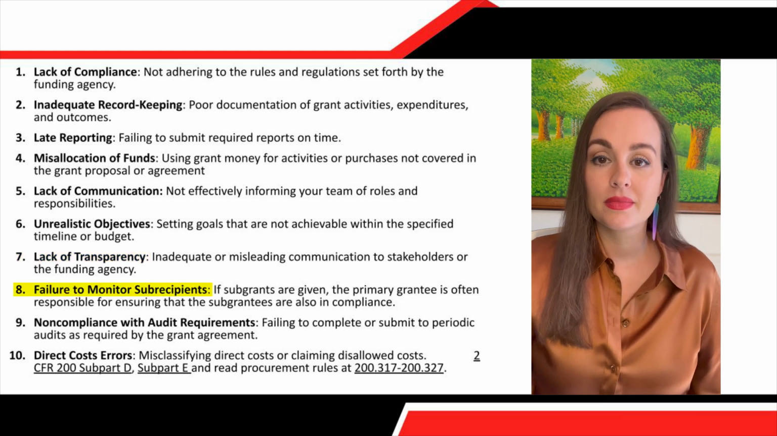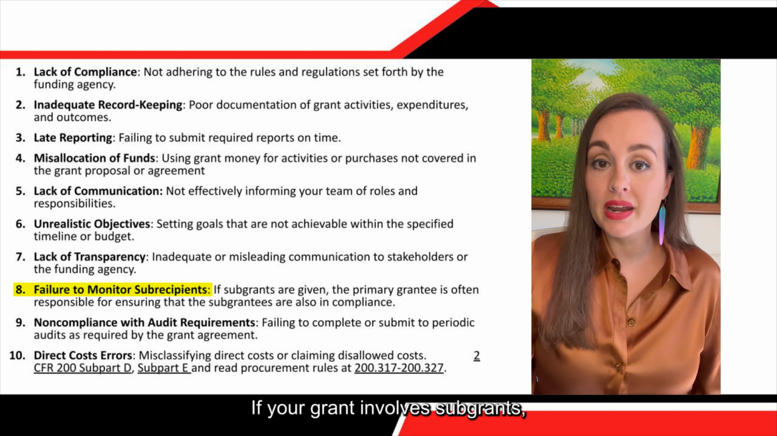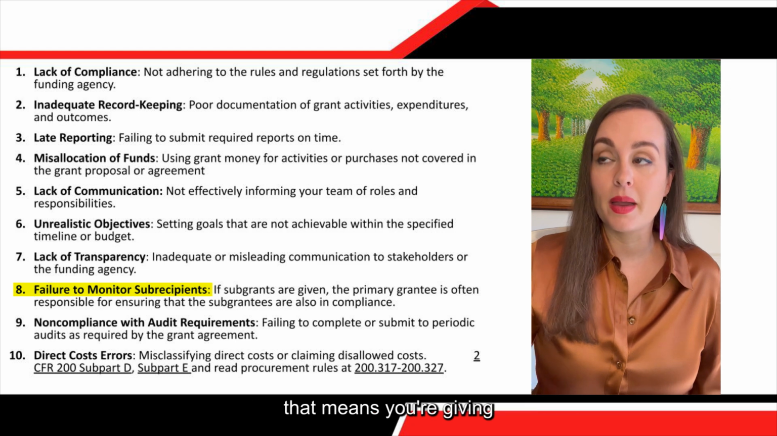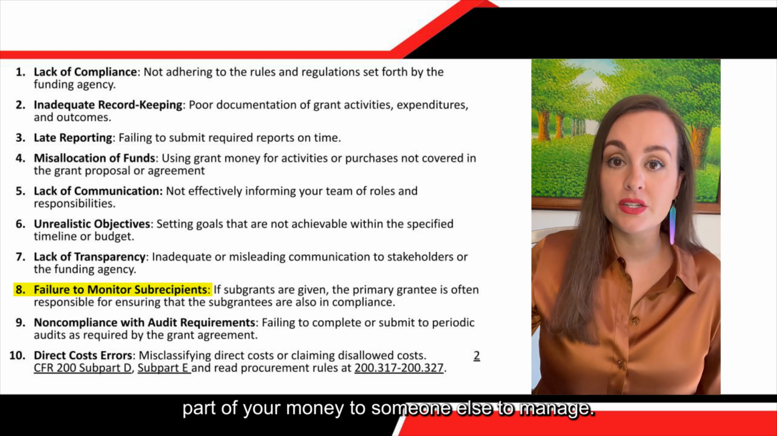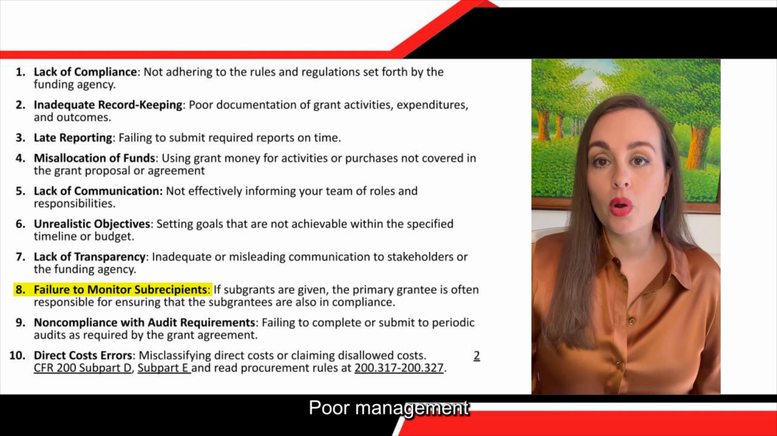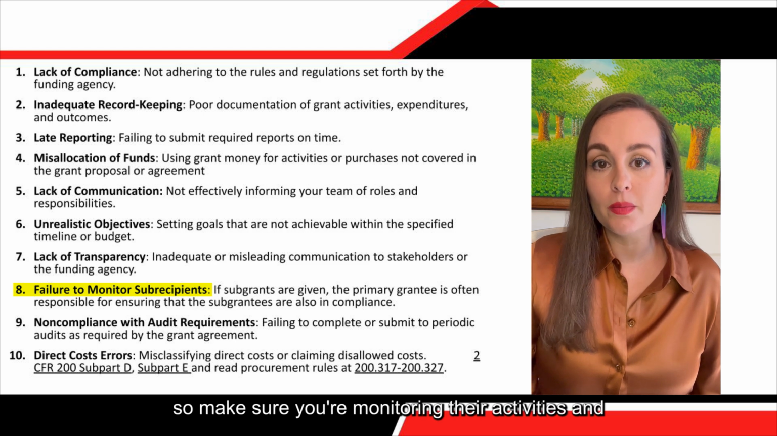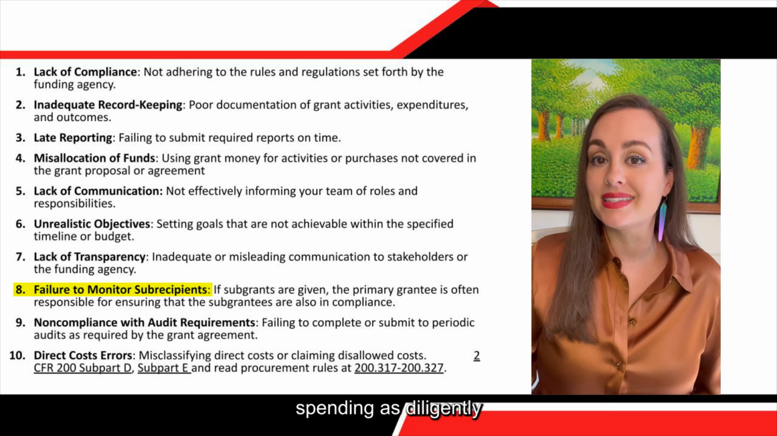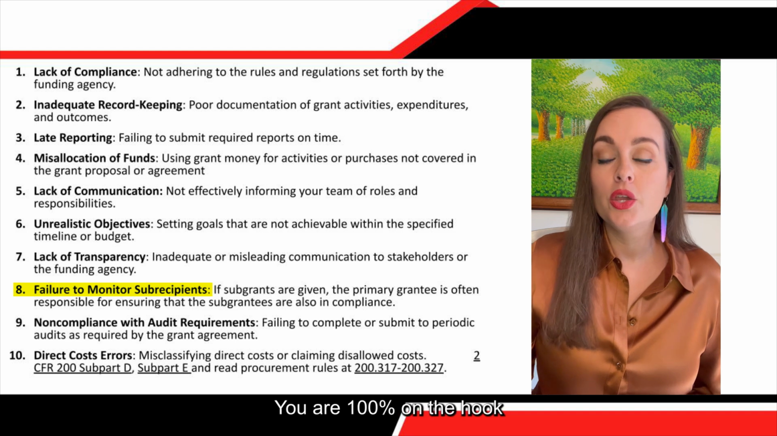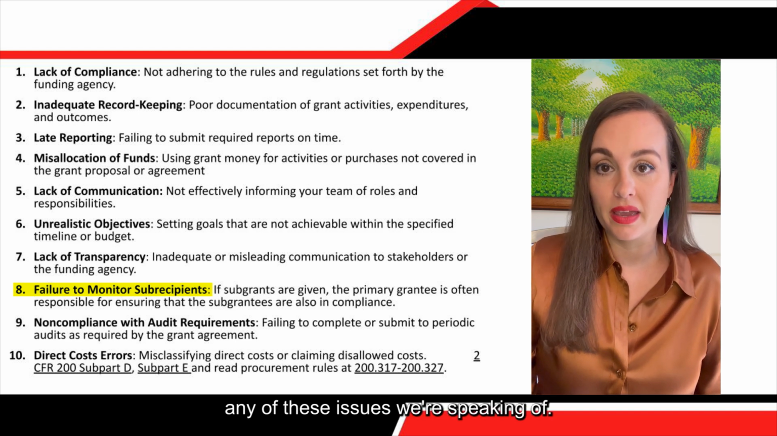Point number 8, failure to monitor subrecipients. If your grant involves subgrants, that means you're giving part of your money to someone else to manage, remember that the buck stops with you. Poor management by subrecipients can reflect badly on you, so make sure you're monitoring their activities and spending as diligently as you are your own. You are 100% on the hook if a subrecipient violates any of these issues we're speaking of.